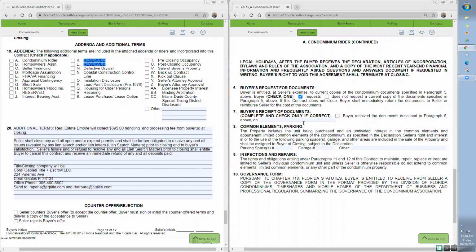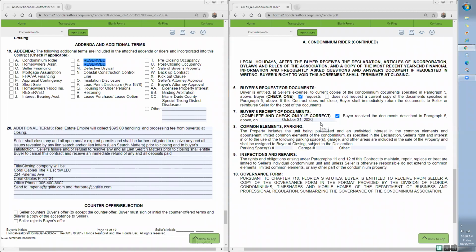Buyer's receipt of documents. Once those documents are received by the buyer, the selling agent will check this off and place the date on which they gave them the documentation. And this is in order for us to be aware that everybody has received what needed to be received. Okay. Common elements, parking.